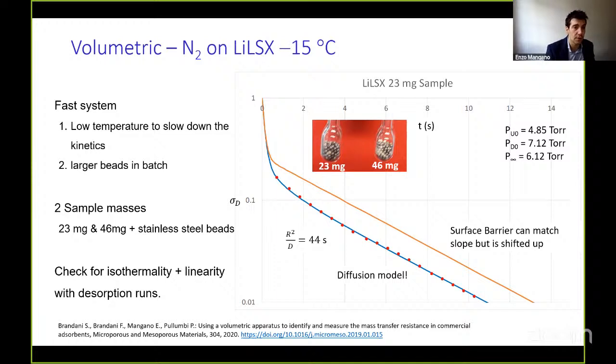When matching the model with the experimental points, you see immediately that the system is controlled by the diffusion model, in contrast with what the automated software of the instrument I showed you before was saying. This is clearly a diffusion model. The slope of the surface barrier can be matched, but the intercept does not match the experimental data. Obviously, we also did all the checks for isothermality and linearity by running adsorption and desorption. As you can see, we changed the sample mass, and as I mentioned, we also used the stainless steel beads to bring the system as close to isothermal as possible.